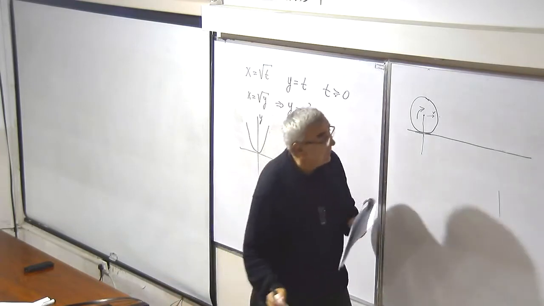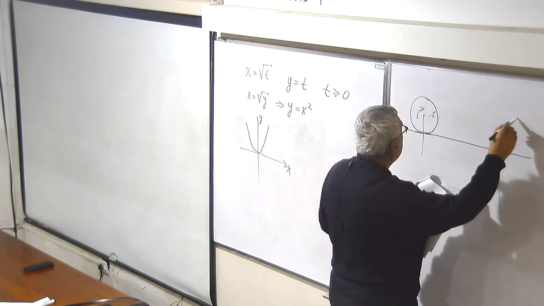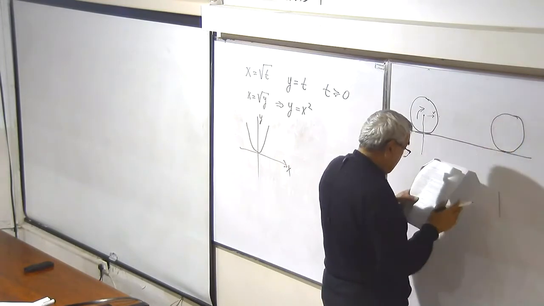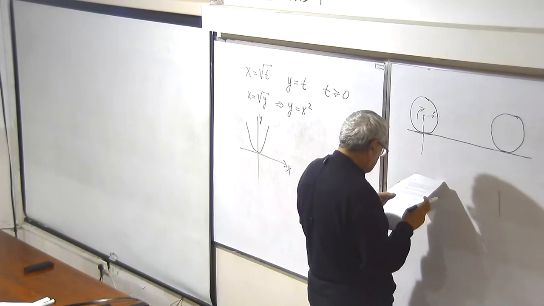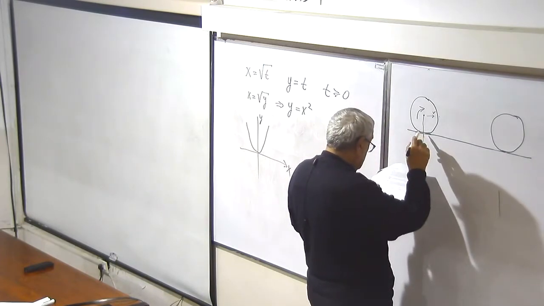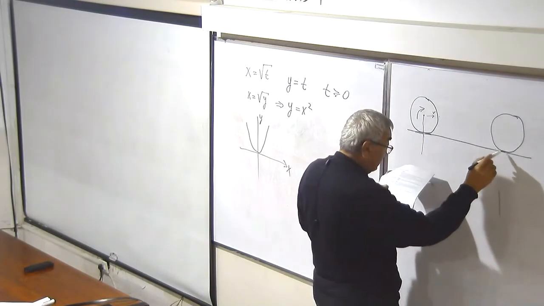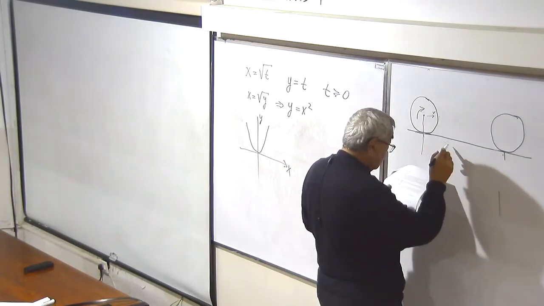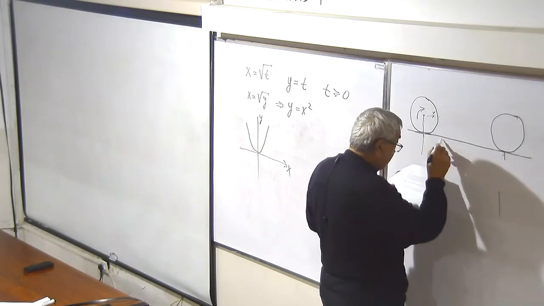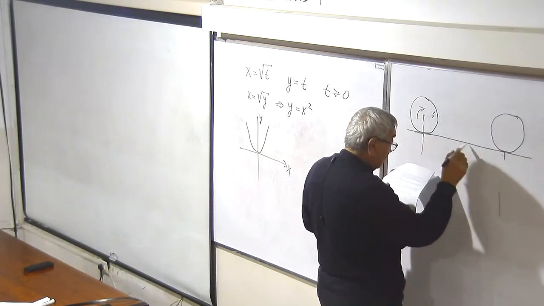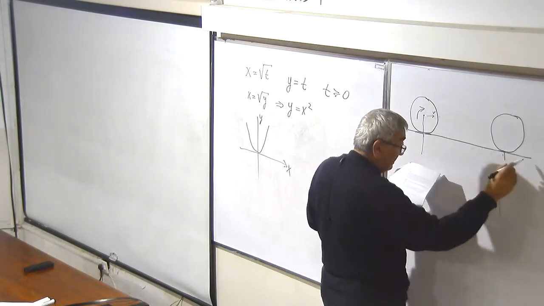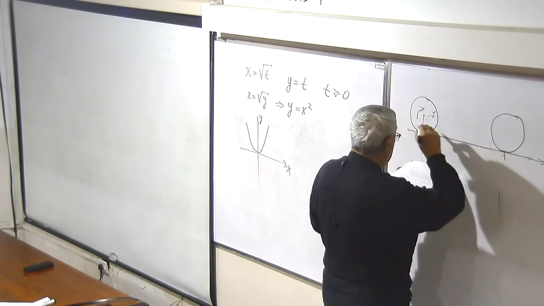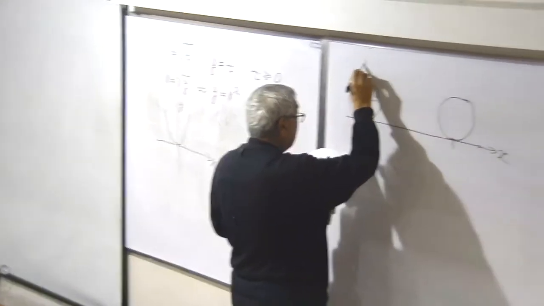Let us assume it has passed some distance a. That means this is the distance which is passed. Here is the velocity. This is the x, and here it is possible to take the y. That means here is a y.